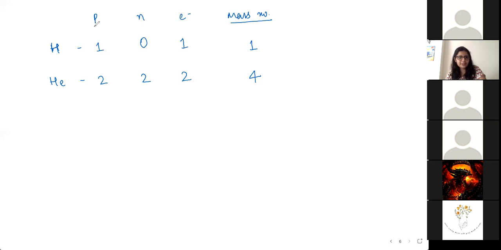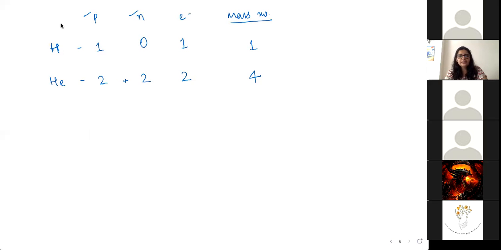So depending on how many protons and how many neutrons there are, every single element is going to have its mass number. The number of protons is the atomic number, and protons plus neutrons together give you the mass number. So that's an easy way of figuring out the atomic mass. Atomic mass is the mass of an atom.